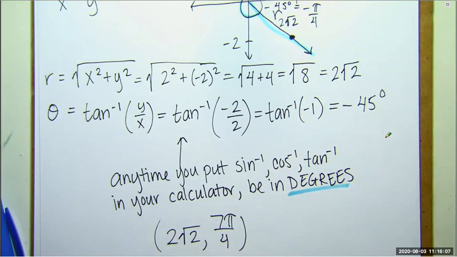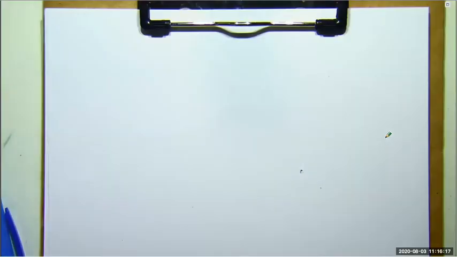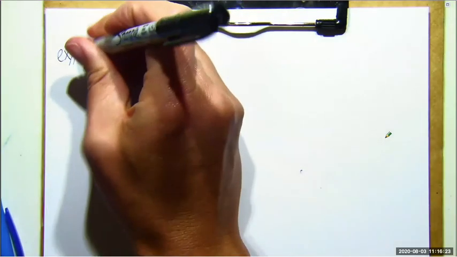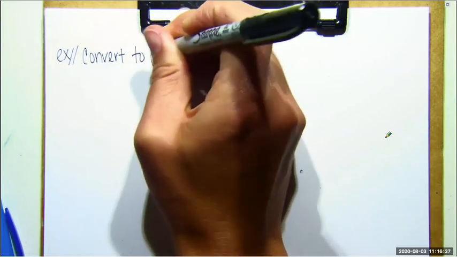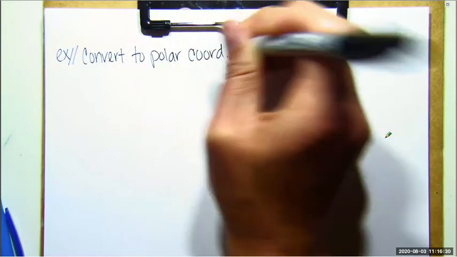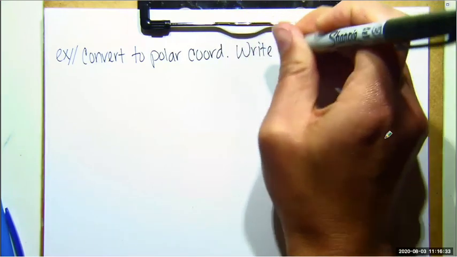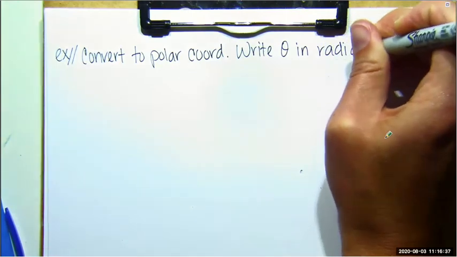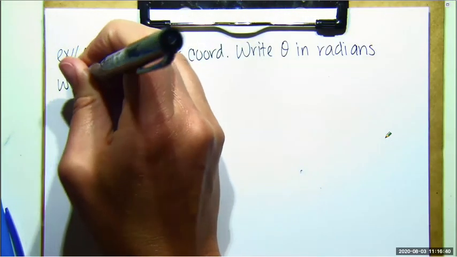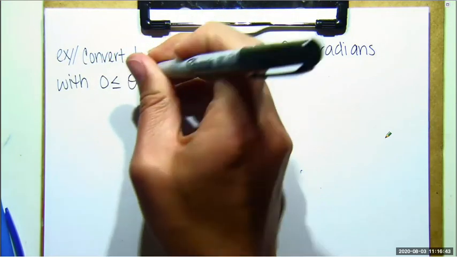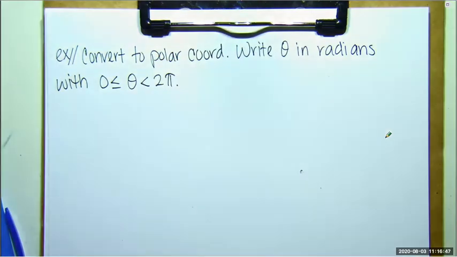Okay, I got 2 more examples for you guys. And if it's not specified, r should always be positive. So if it's not specified, we should always have r positive. So if theta isn't specified, theta should always be between 0 and 2 pi.